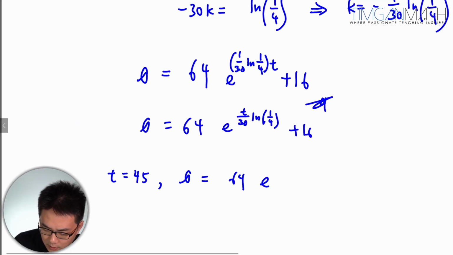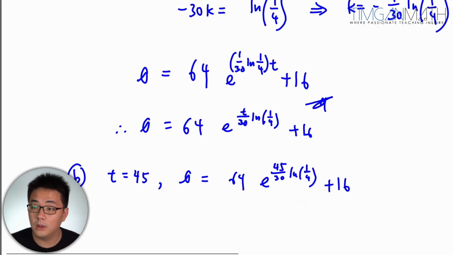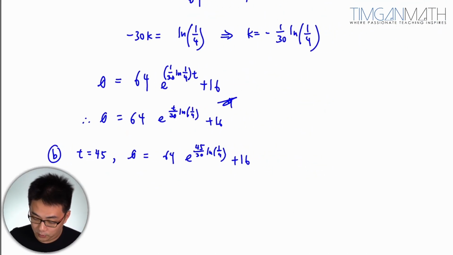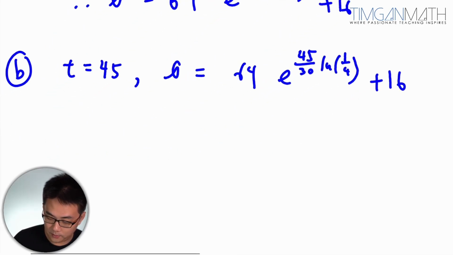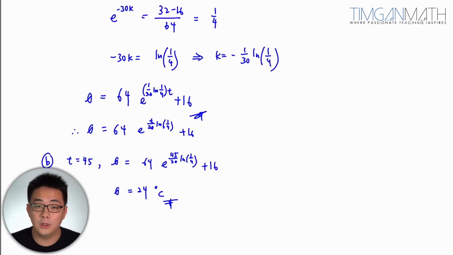Okay, so this part here, part B, what we do is actually just e to the power 45 over 30. Do they want the exact value here? They want the temperature of the water after it's placed in the room. So we just calculate 64 e to the power 45 over 30 multiplied with ln 1/4 plus 16. This will just be 24 Celsius. Okay, so that's how you do this part here.